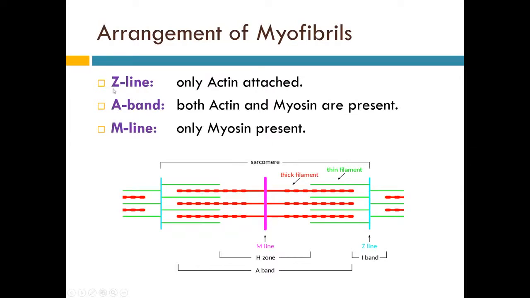Interestingly, the Z line is present within the actin filaments. The A band has both actin and myosin filaments. We can see in the A band there are interdigitating actin filaments within the myosin filaments, and the M line is present only within the myosin filaments, or we can say the H zone has only myosin filaments. So this is the arrangement.